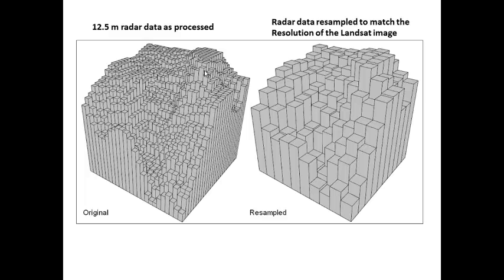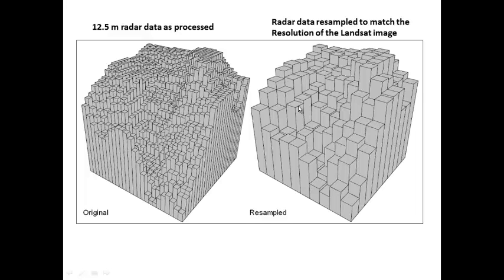And before I show you how to do that in ENVI, I'll give you a brief explanation of what resampling is. So here's an example of a gridded raster data set where the values of the data are shown as heights in these columns. Each column also represents one spatial pixel. So this is a pretty high resolution data set. These might be our 12.5 meter radar pixels.